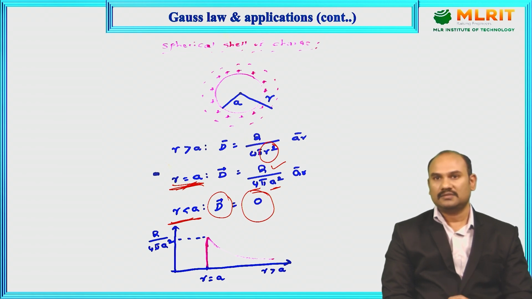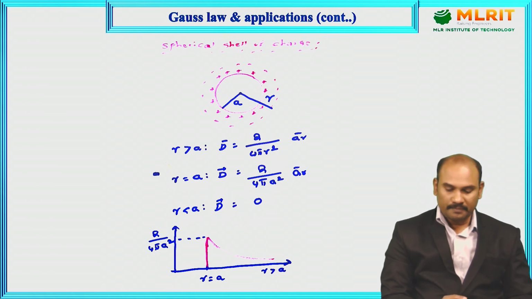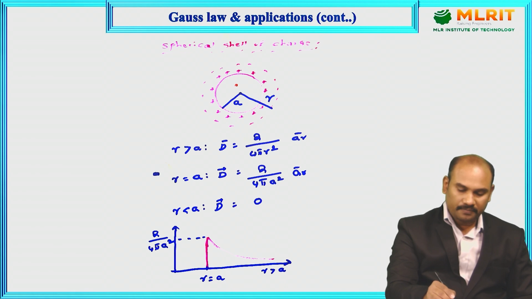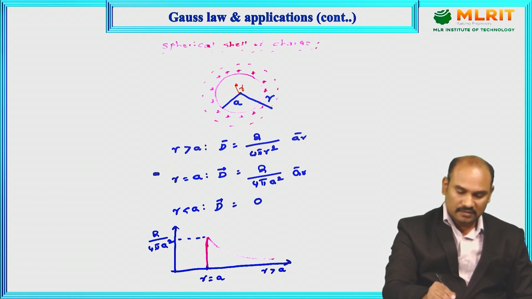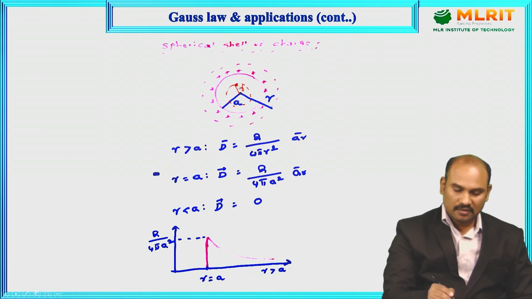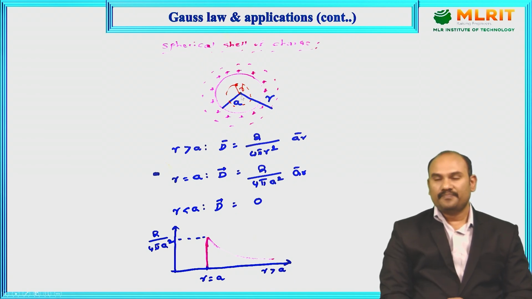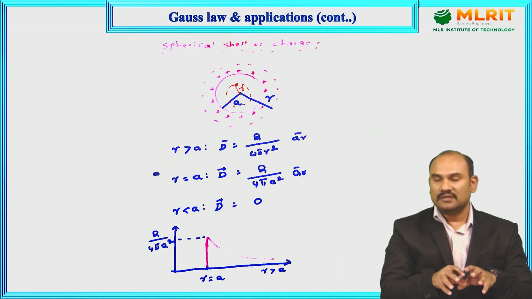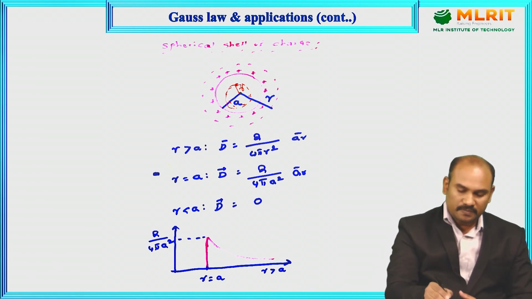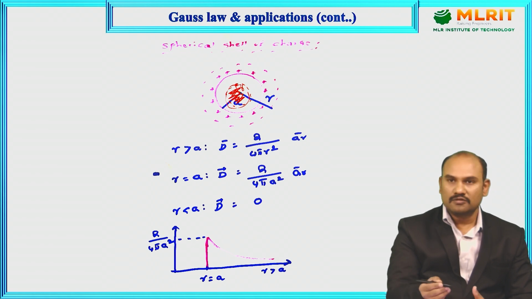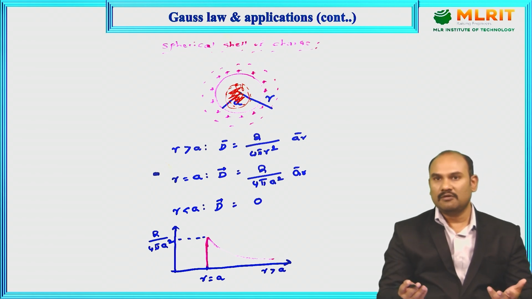Why is it the case? Because if we take a point P inside the physical sphere, then this is the radius and this is the Gaussian sphere. What does Gauss say? If you have any electric charge within a closed surface, then flux will come out of the closed surface. Now in this Gaussian sphere, is there any charge inside? There is no charge inside, so flux will be 0, flux density will be 0.